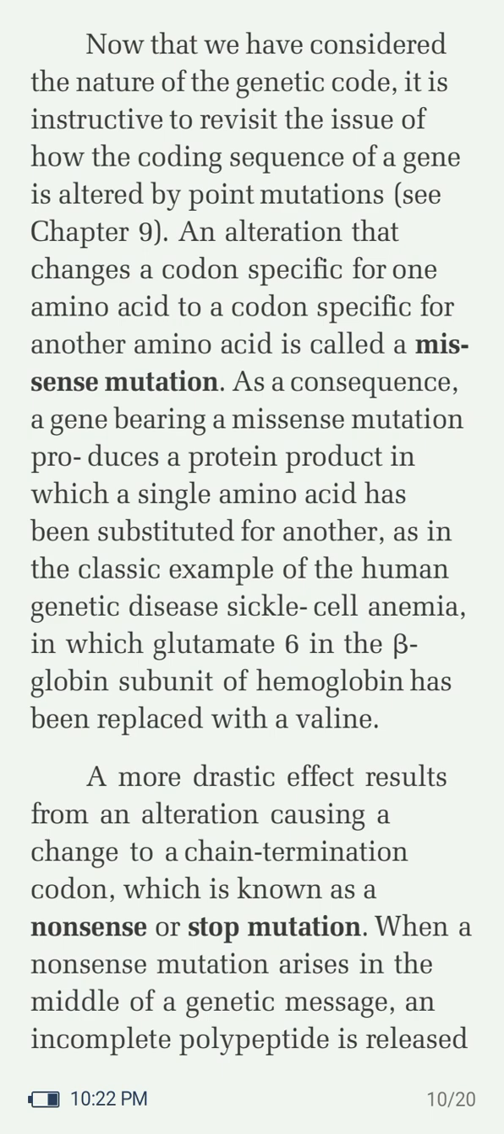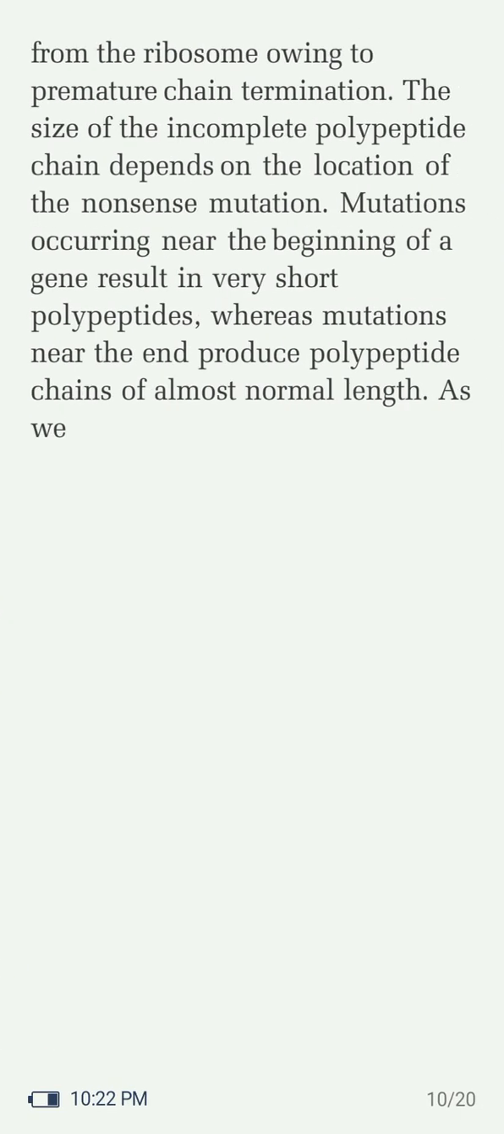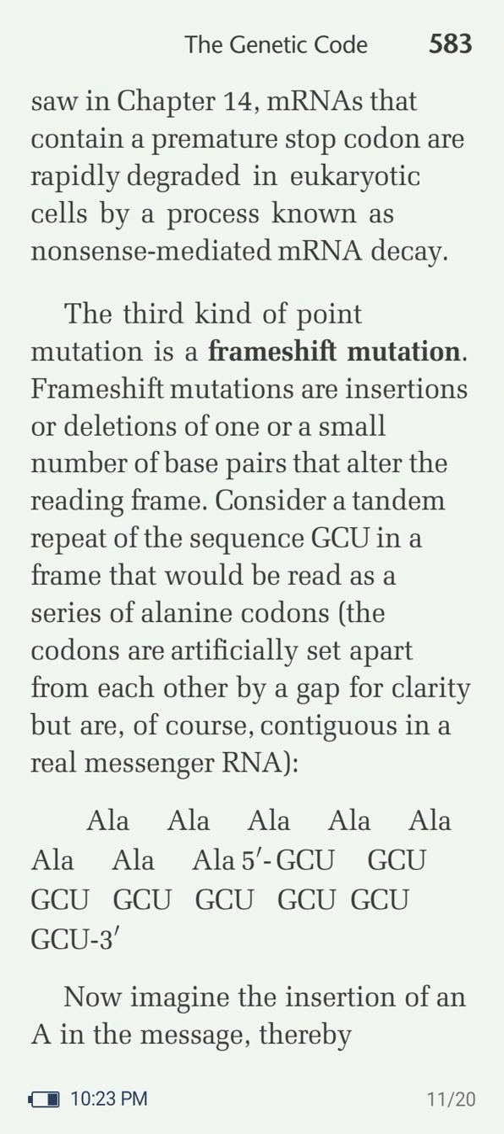When a nonsense mutation arises in the middle of a genetic message, an incomplete polypeptide is released from the ribosome owing to premature chain termination. The size of the incomplete polypeptide chain depends on the location of the nonsense mutation. Mutations occurring near the beginning of a gene result in a very short polypeptide, whereas mutations near the end produce polypeptide chains of almost normal length. As we saw, mRNAs that contain a premature stop codon are rapidly degraded in eukaryotic cells by a process known as nonsense-mediated mRNA decay.